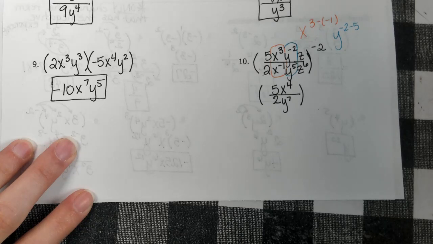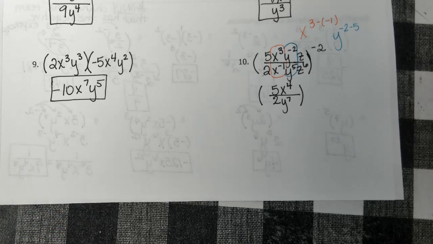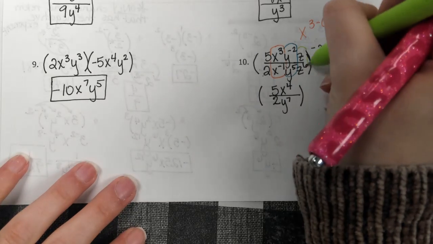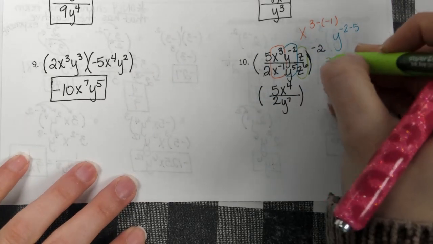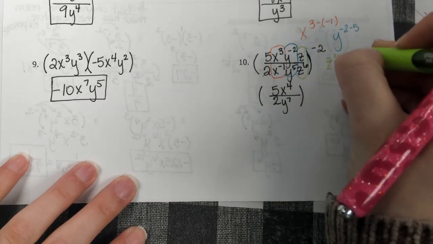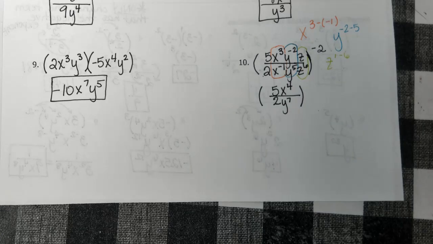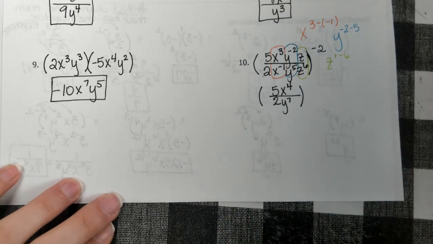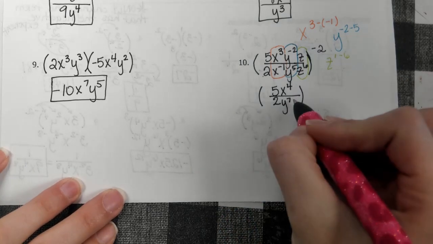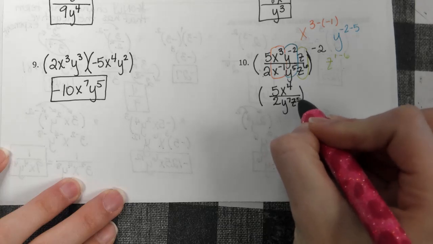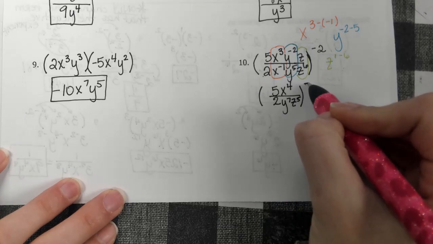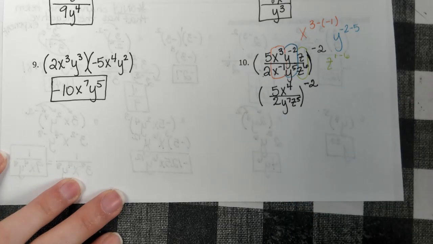You understand that? Okay. So then I've got z over z to the 6th. So z, 1 minus 6, negative 5. So where does that go? The bottom. And then I have an outer exponent of negative 2.